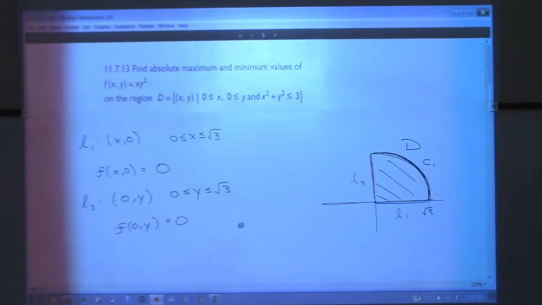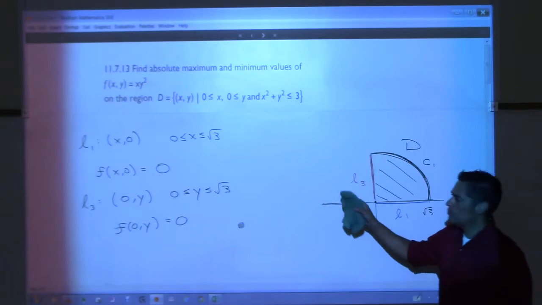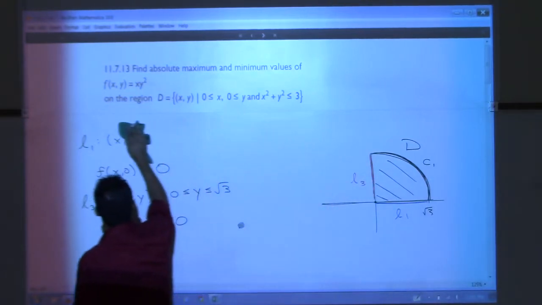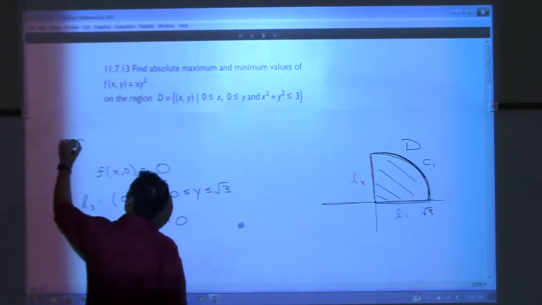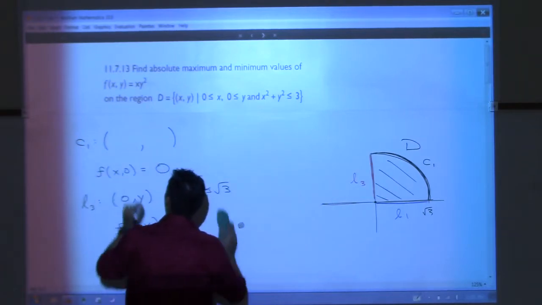But C1 is going to be a little bit more work. Can I move on? All right, so tell me about C1. What can you tell me about all the points that live on C1?